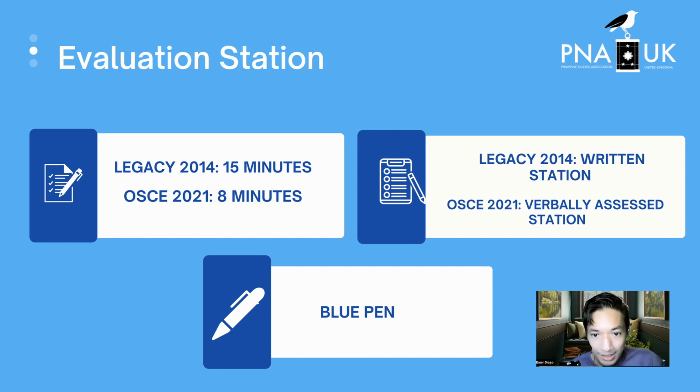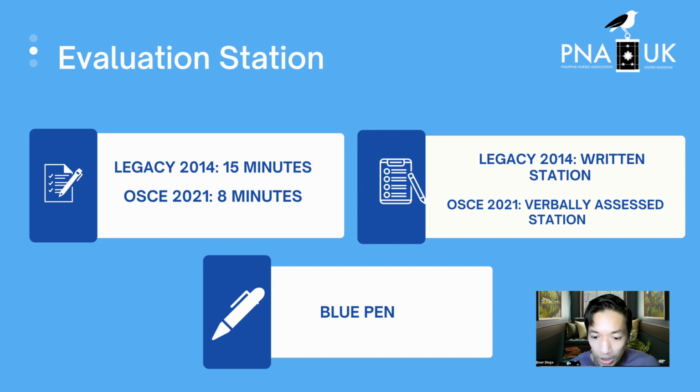If you're doing the legacy examination, it's a written station. If you're taking the new test of competence, it's a verbally assessed station, okay? So your writing will not be marked. Whatever you're saying to the assessor are the only things that will matter on the examination. And you will be using a blue pen, okay?